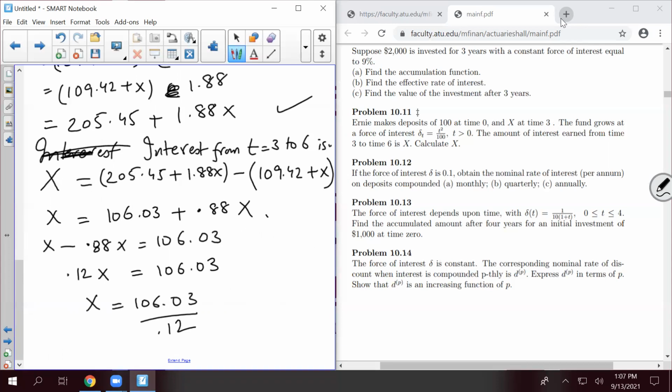I got 96.03 and not 106.13. Oh yeah, right, 205 minus... Okay, yeah, that's 96.03. Very good, very good. 96. Okay. And that should be 800, isn't it?